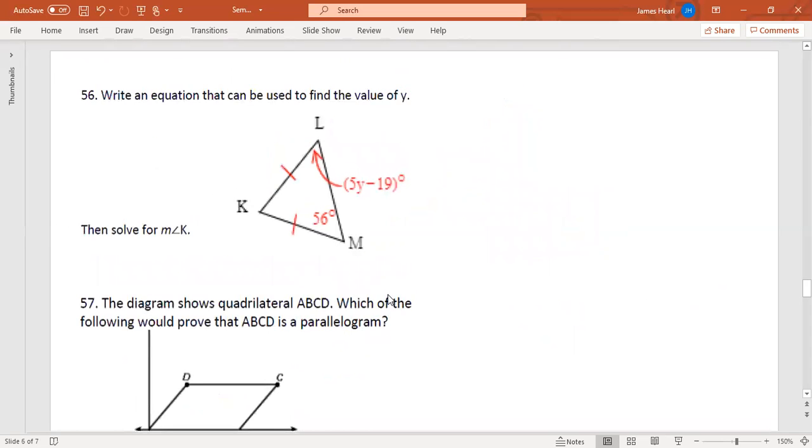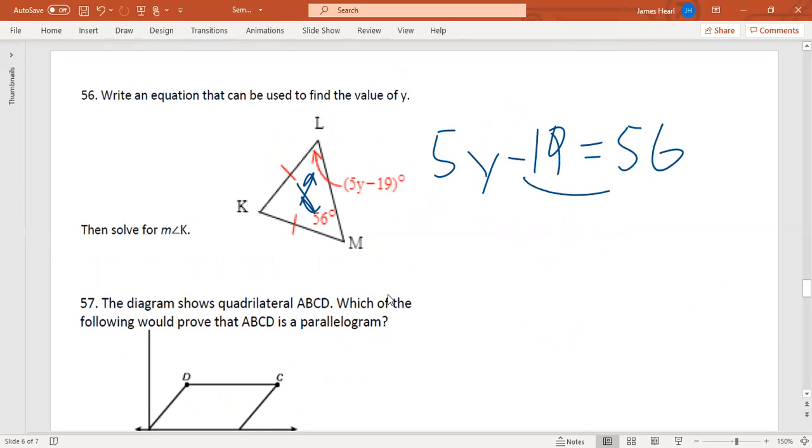For 56, you're asked to write an equation to find the value of y and then solve for the measurement of angle k. Again, let's use the isosceles triangle theorem. The angles across from the congruent sides have to be the same. So 5y minus 19 has to be the same as 56. If we add the 19 over, 5y will be equal to 75. At which point, if we divide the 5 into that, we'll get that y is equal to 15.